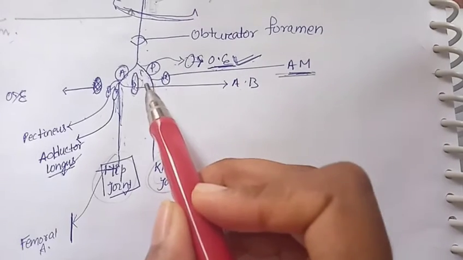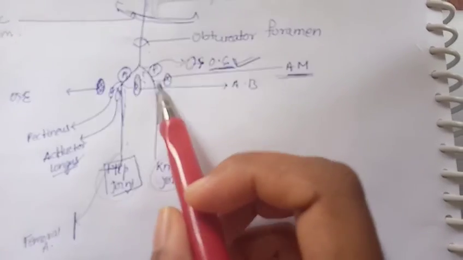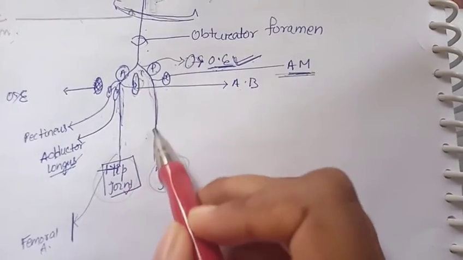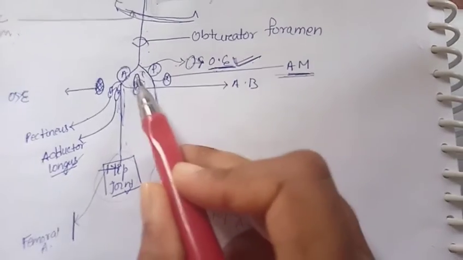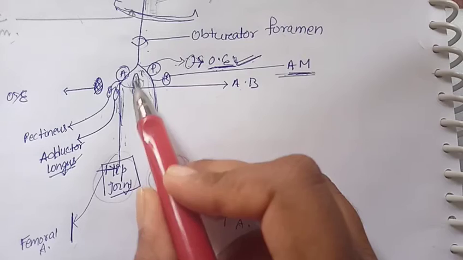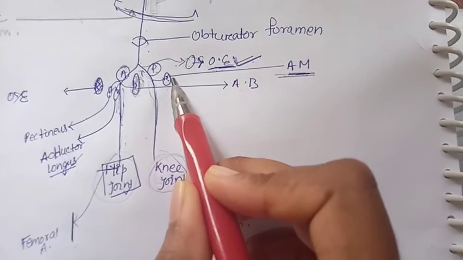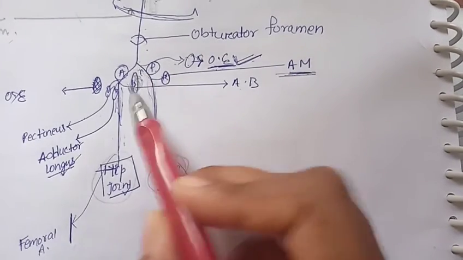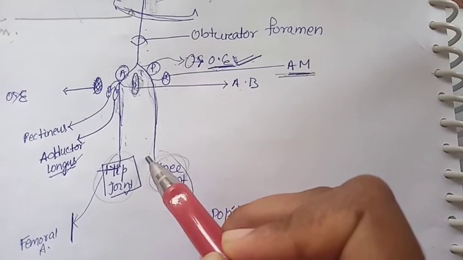Now the posterior division. We want to know which muscles the posterior division mainly supplies. In front of the obturator nerve is adductor brevis, and behind the obturator nerve is adductor magnus. So the posterior division of the obturator nerve goes downward in between these muscles.